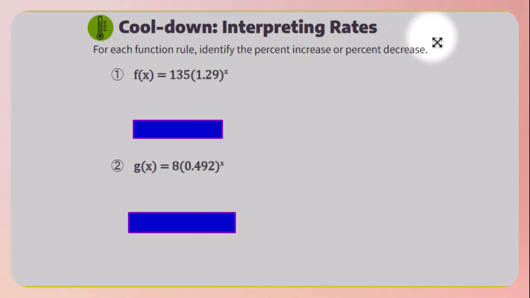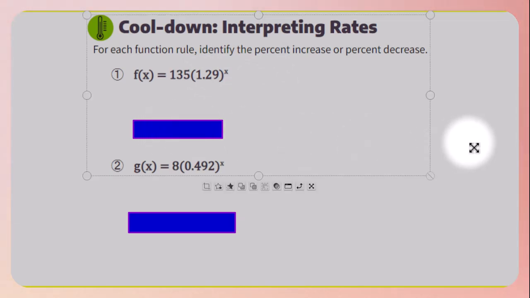All right, in Canvas, complete the cool down interpreting rates. For each function rule, identify the percent increase or percent decrease. Our initial amount, remember this is the A value, 135 is the initial amount. This number is bigger than 1, so this is going to show increase. What is the percent of increase?